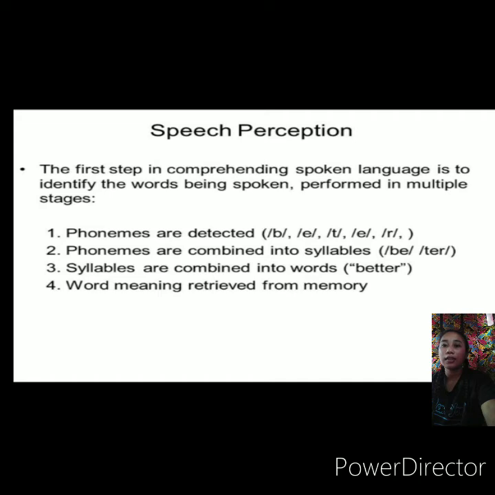Speech perception: the first step in comprehending spoken language is identifying the words being spoken, performed in multiple stages. First, phonemes are detected. Second, phonemes are combined into syllables. Third, syllables are combined into words. And fourth, the word meaning is retrieved from memory.